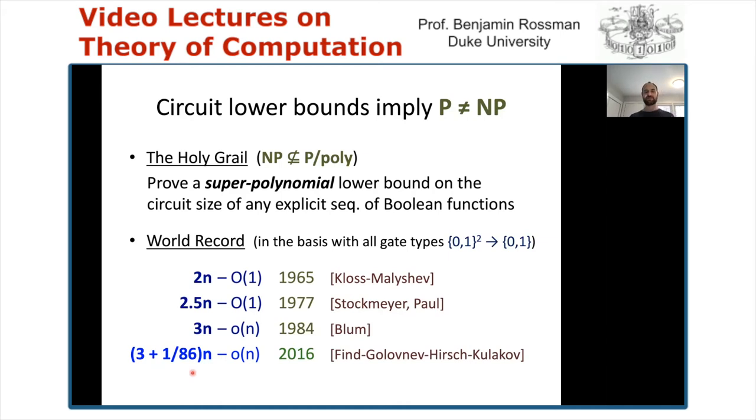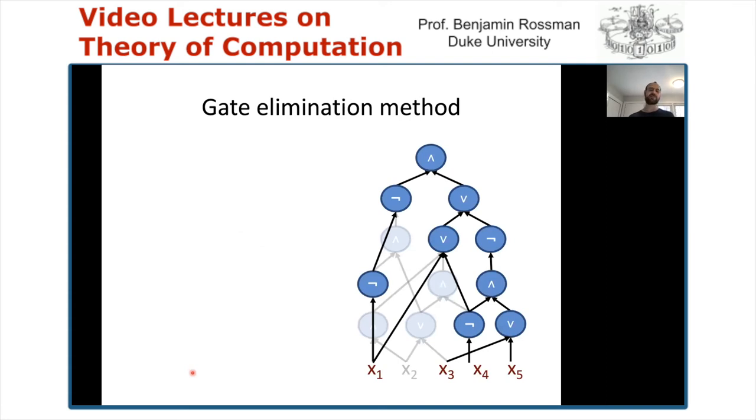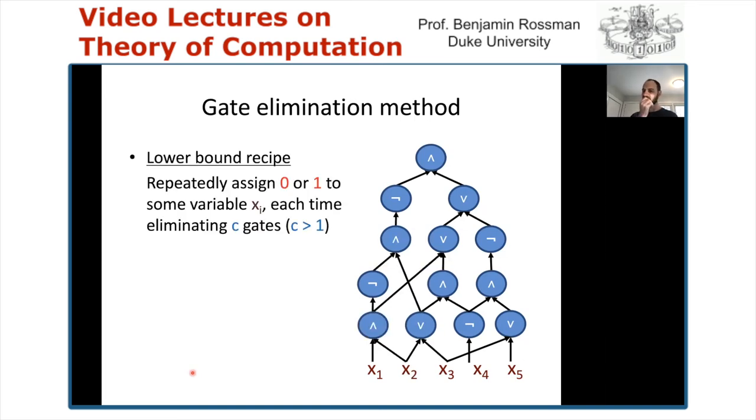So next, I wanted to say something about the technique that's used to prove these lower bounds. This is known as the gate elimination method. And the idea is pretty simple. So we want to prove a lower bound on circuit size, so let's say a linear lower bound of the form c times n for some constant c. So suppose we could do the following. We could repeatedly pick some variable xi and assign it to either zero or one in a way that eliminates at least c gates from our circuit each time we do this.